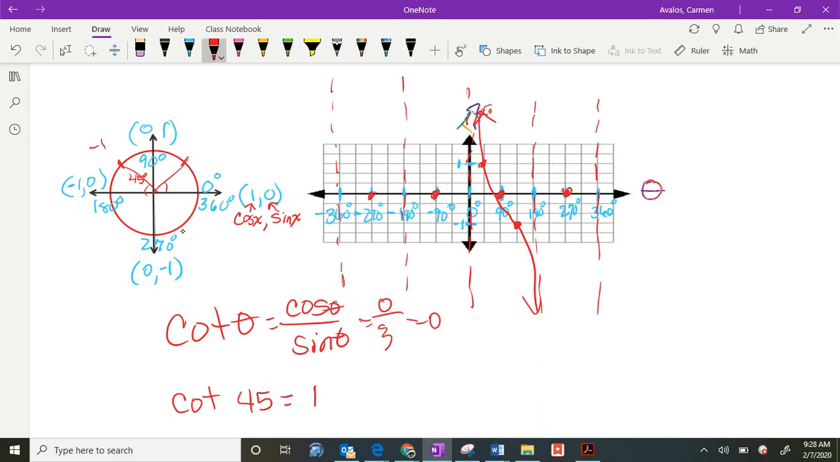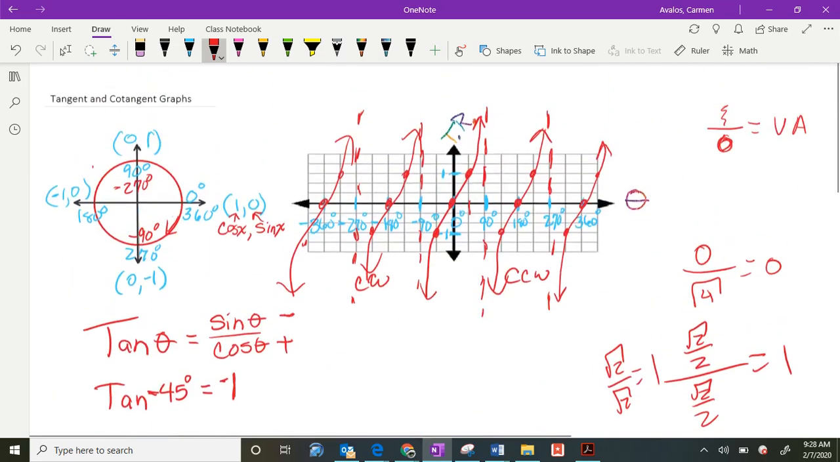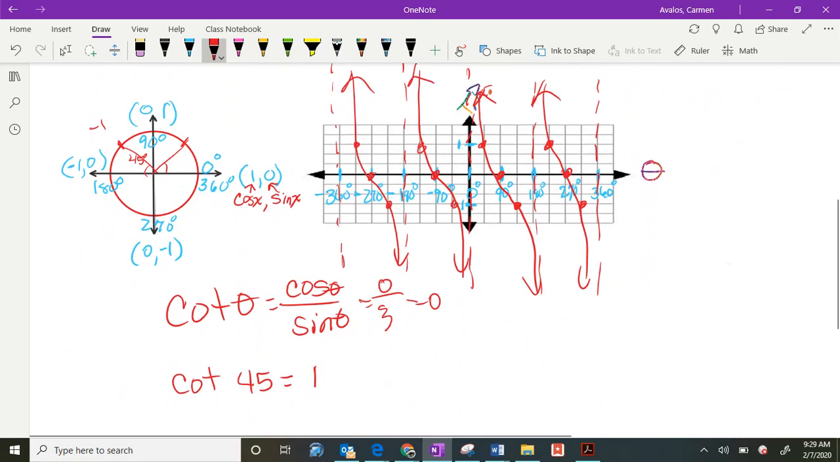And so same thing here, it's going to be repeating and it's going to repeat here as well and it's going to look like that. And then it repeats the same way over here and then over here it's going to repeat the same way. And it looks like this and it repeats here and it repeats here and it looks like that. So that is cotangent and tangent down there in the graphs of that. Make sure that you practice these.